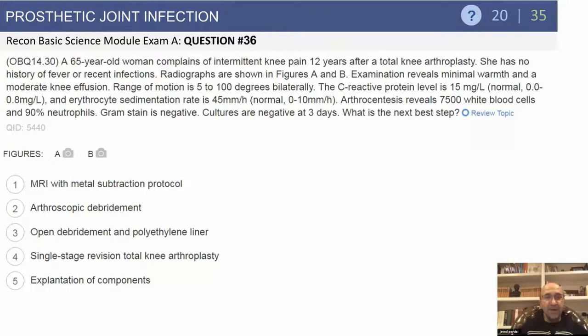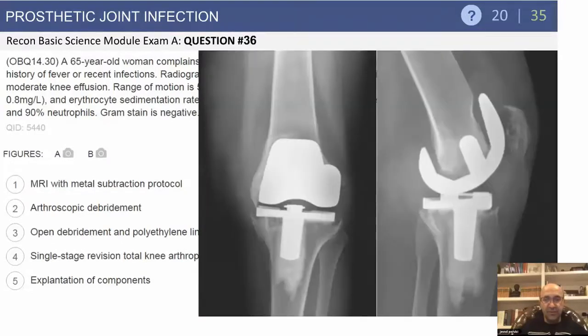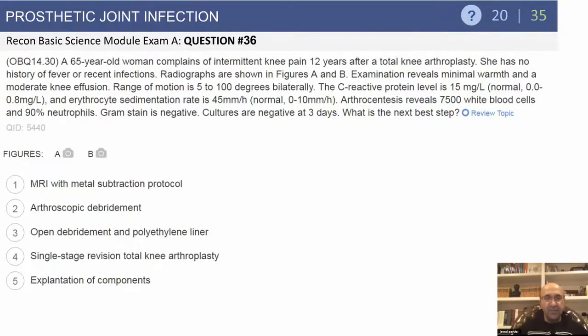Question on a 65-year-old complaining of intermittent knee pain, 12 years after total knee. And basically the patient comes in with pain and the radiographs are here, as you can see, loosening of the component, particularly the femur, and there are areas of osteolysis underneath the tibial tray. And again this question is trying to test your knowledge of what the thresholds are for the aspiration and whether this is representative of infection or not.